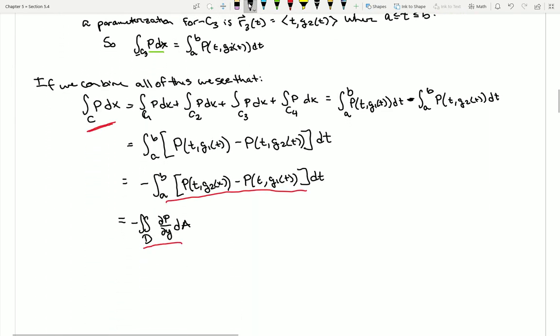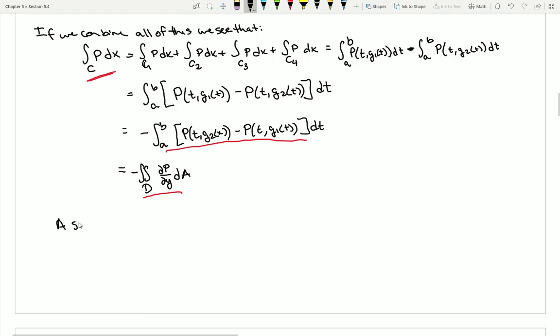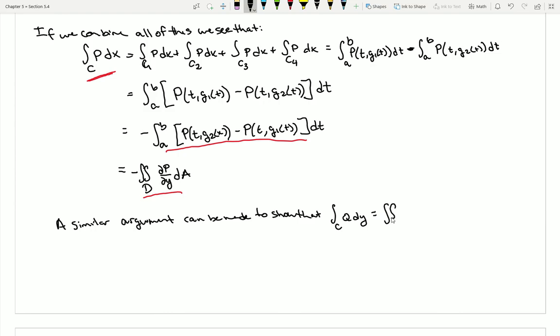So I'll wrap this up by saying that a similar argument can be made to show that the integral along C of q dy is going to be equal to the double integral across D with partial of q with respect to x dA. And I'm actually going to leave it to you, as I mentioned at the start of the video, to go ahead and justify this to yourself.